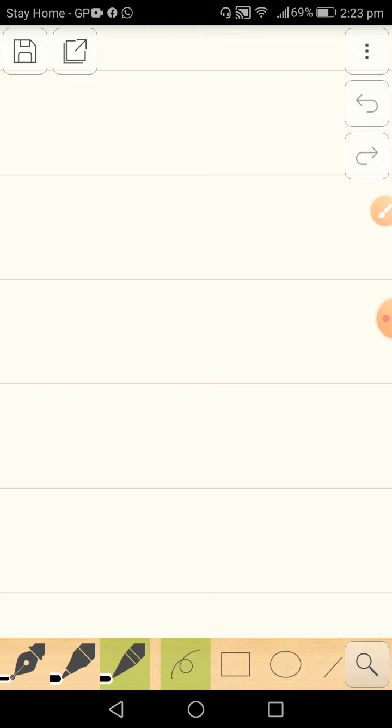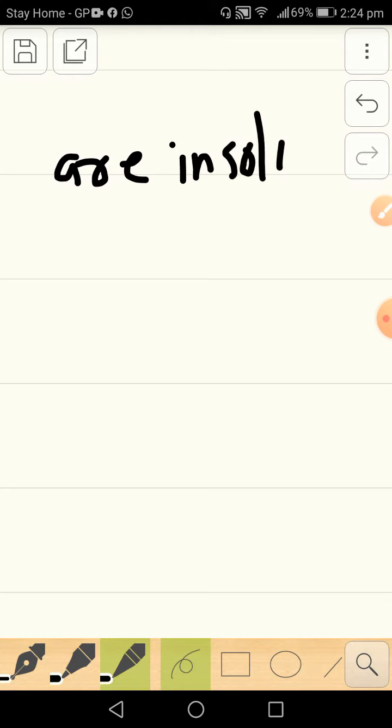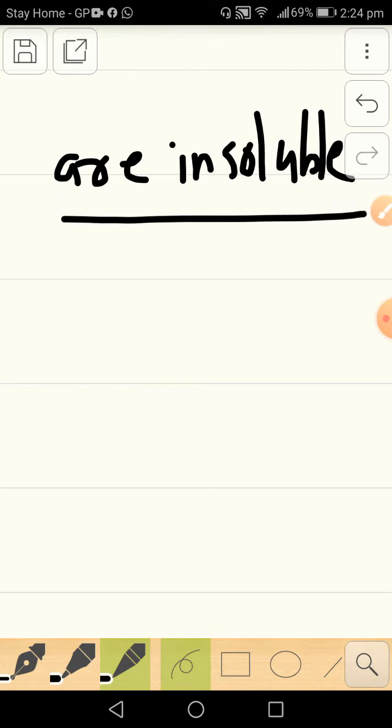That means if the metal oxides, hydroxides or carbonates or the metal itself are insoluble, then it will work. But you must keep this in mind, that it has to be insoluble.